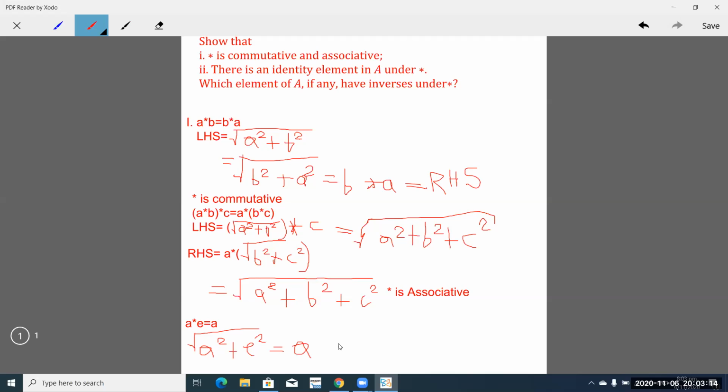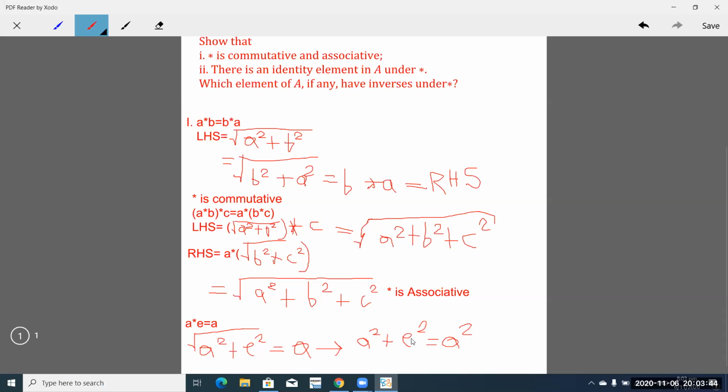So we work out a squared plus e squared. What we need to do first is square both sides. If we square both sides, we get a squared plus e squared is equal to a squared. So if a squared plus e squared is equal to a squared, what is e?